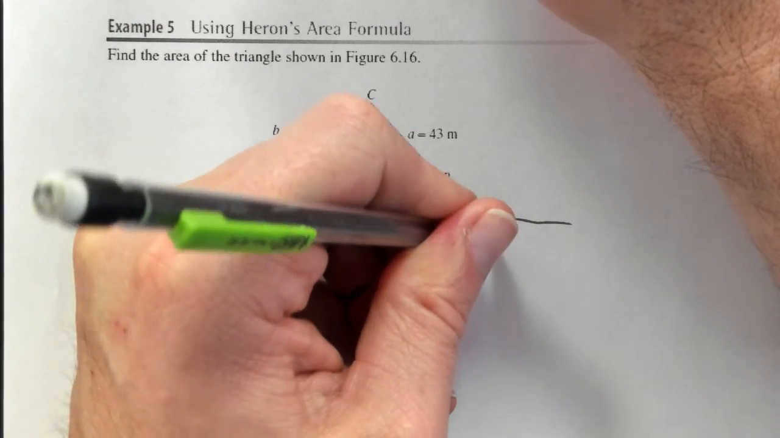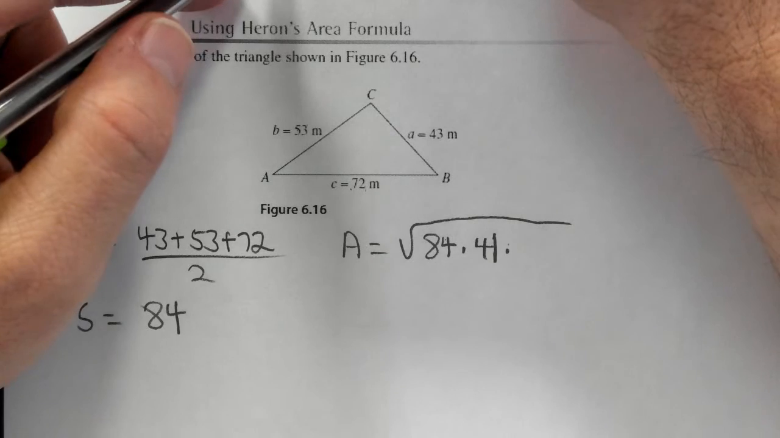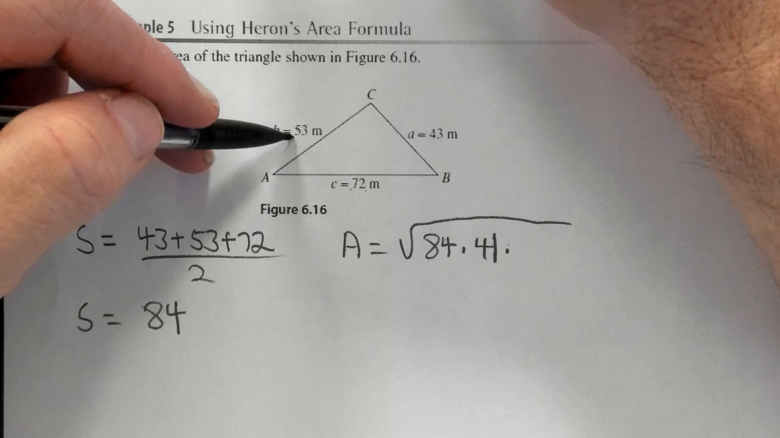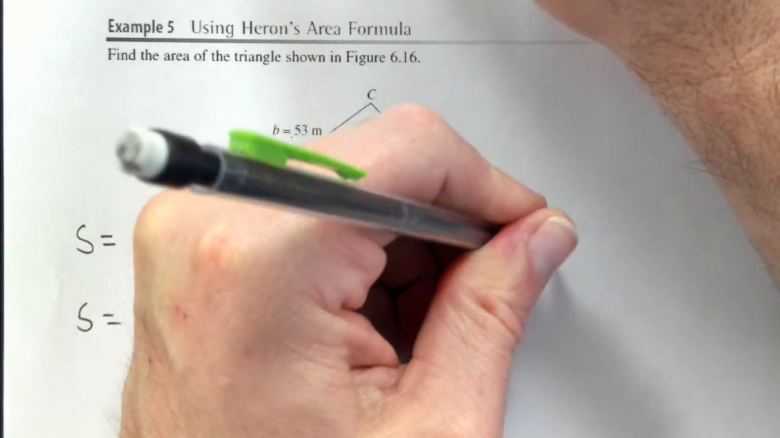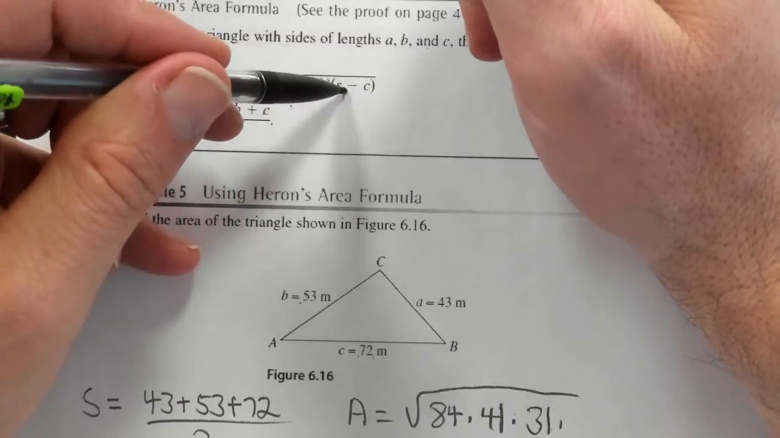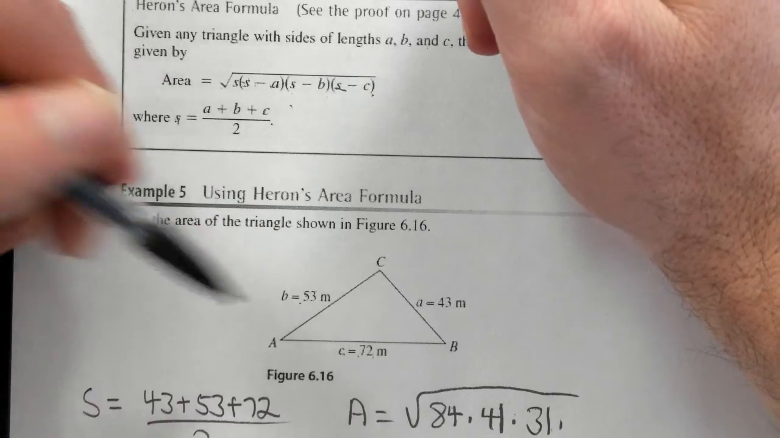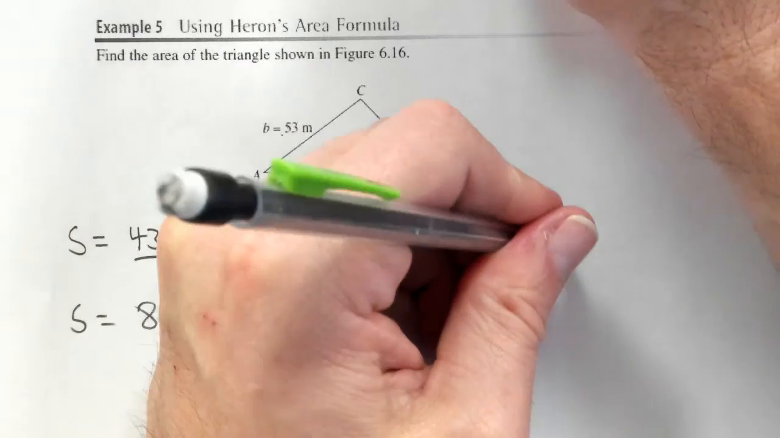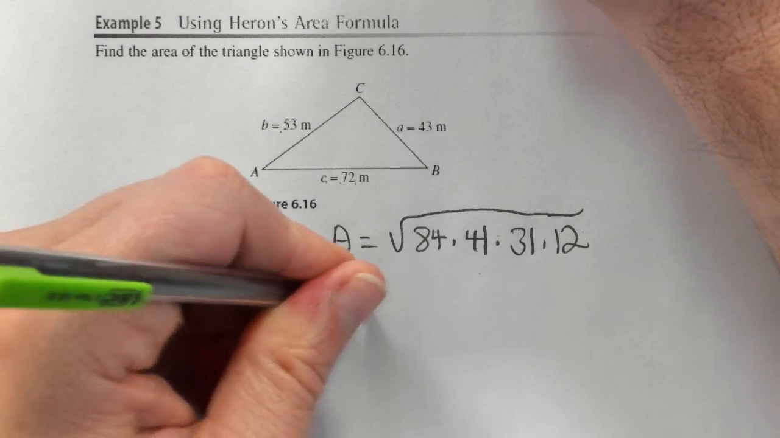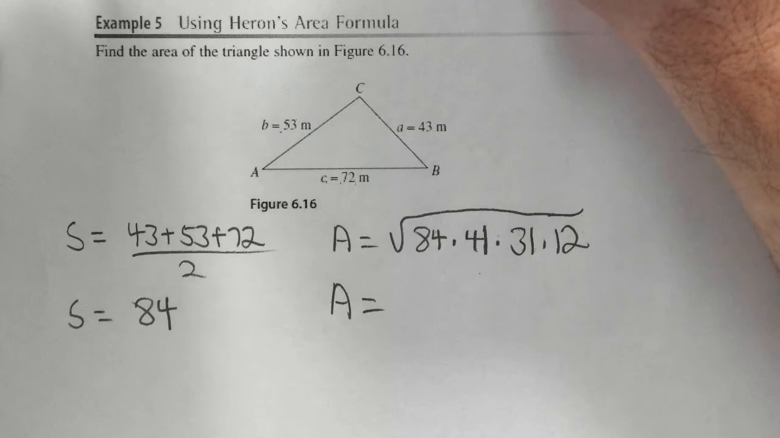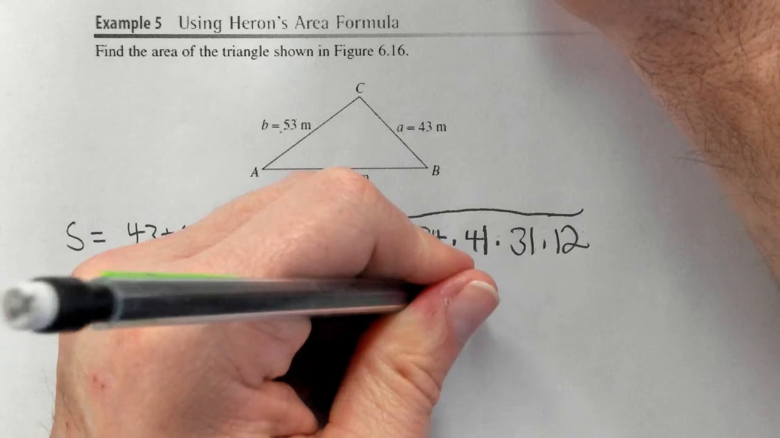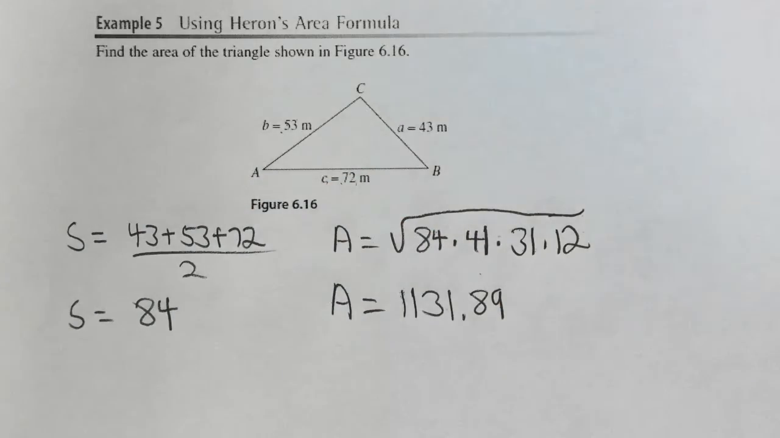We can go ahead and subtract that. Times, the next blank is going to be 84 minus 53. 84 minus 53 is 31. Times the next one, which is going to be 84 minus C, which is 72. 84 minus 72 is going to be 12. So we can just subtract all those and plug them right in. Then we just need to multiply all that together and take the square root. And when you do, you're going to get 1131.89 as your correct answer there for the area.